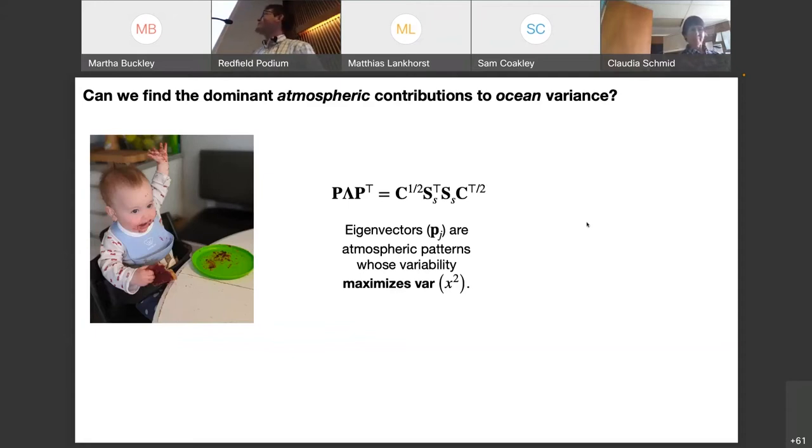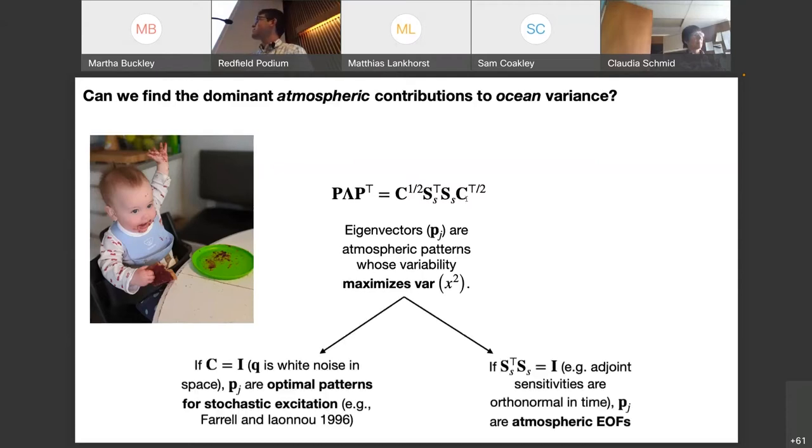But the reason it's useful is because we end up with kind of a funny-looking atmospheric covariance matrix. It has coordinates of the atmospheric system itself, but its units are in the variance of AMOC. And so when we compute the eigenvectors of this thing, we get the atmospheric patterns whose variability maximizes the variance of the quantity of interest. There's one other step that we do to orthogonalize these things in time that I can talk about for interested audiences.